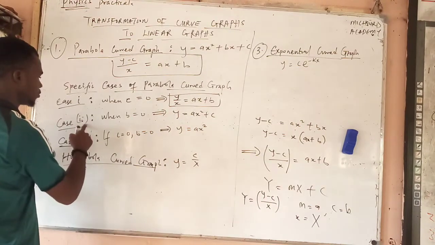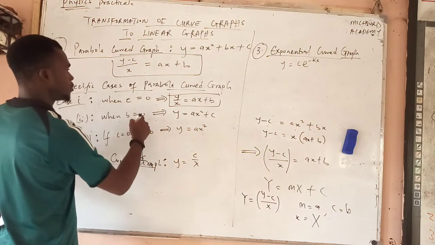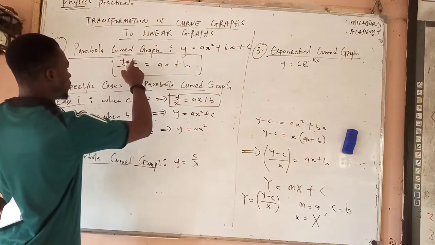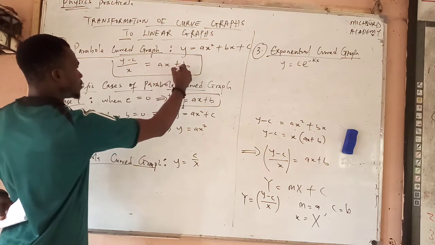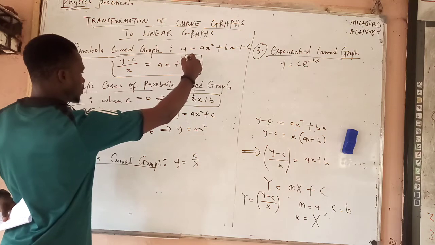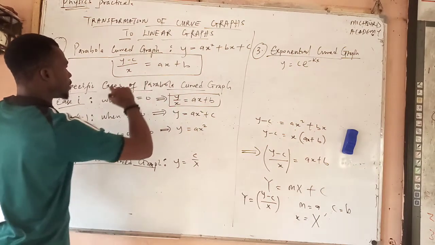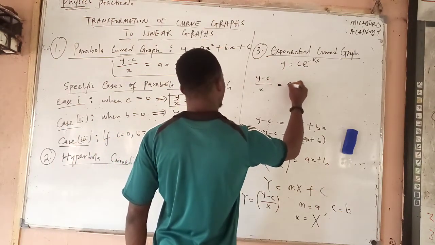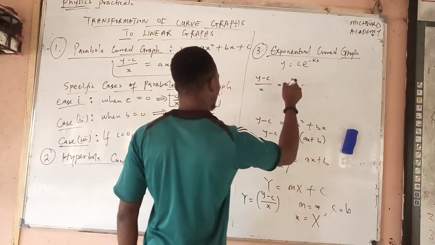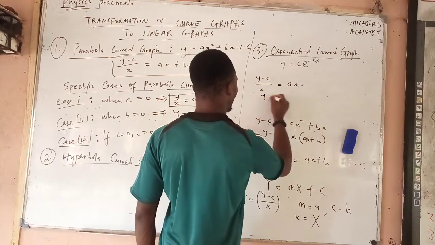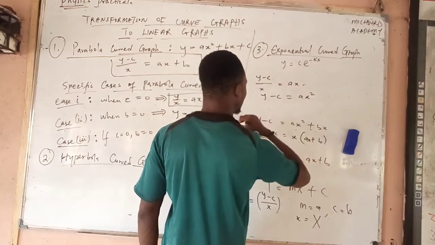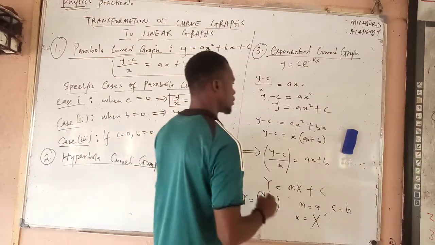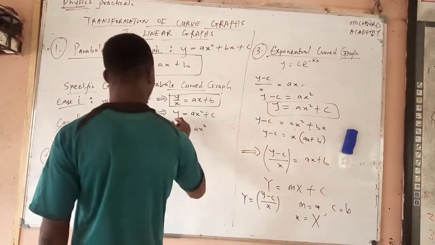Therefore, case 2, when our b is equal to 0. If our b is equal to 0, of course, then we have just y minus c all over x equal to ax, because b is now 0. So in that case, you can see that y minus c all over x is equal to ax, right? Because our b is 0. So if you cross multiply, this will be y minus c is equal to ax squared. Then our y will be equal to ax squared plus c. So we have the equation to be in this form.